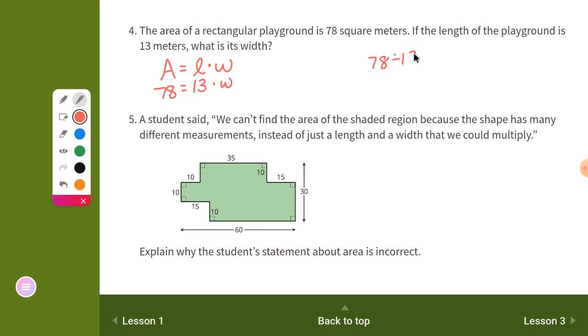78 divided by 13. If you tried to set this up using long division, why does that not really help you much? It goes into it a single digit number of times, which really means it's like a guess and check. Okay? Who found it? Jack? 6. Okay? It does go in 6 times, which means that W equals 6. 6 what, Haley? Meters.